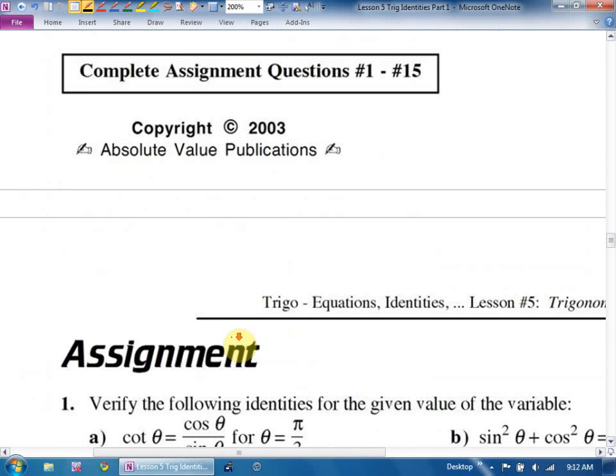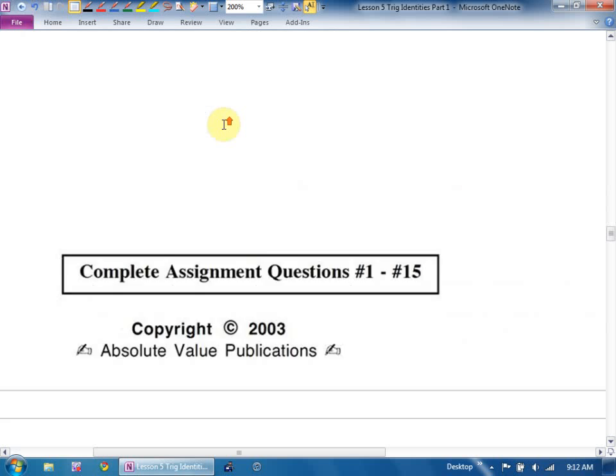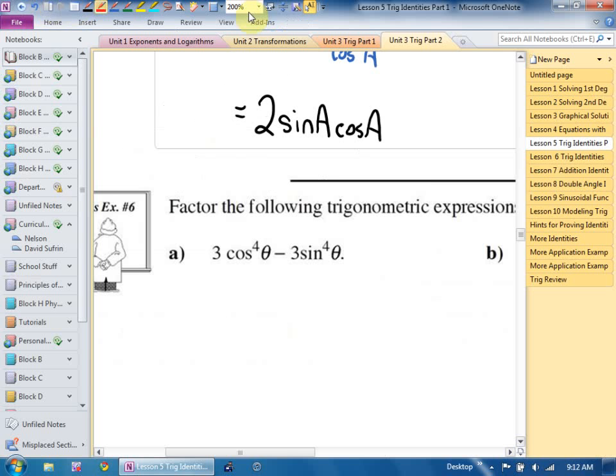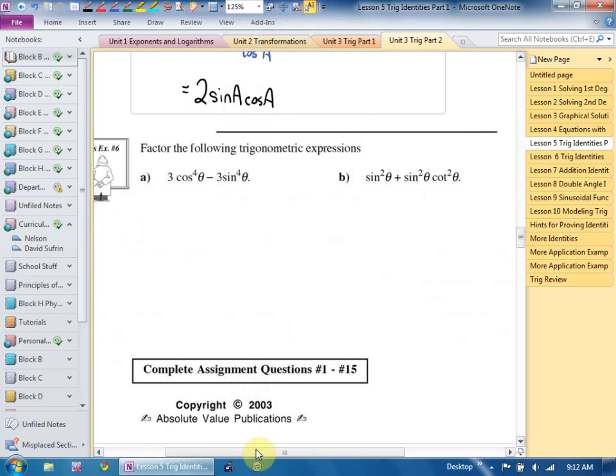Says complete the next questions. What we are going to actually do is turn, please, to the next lesson. Lesson 6.